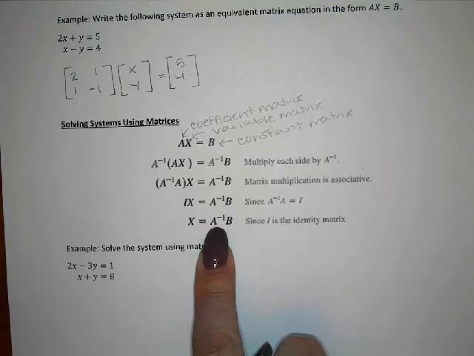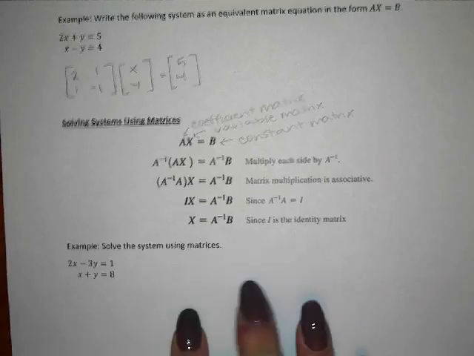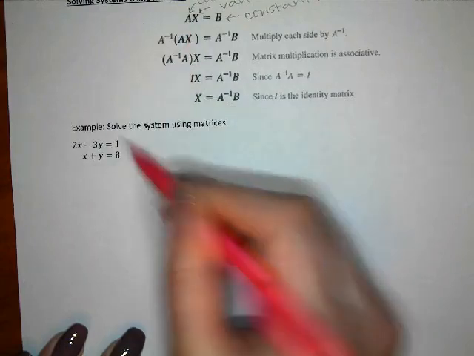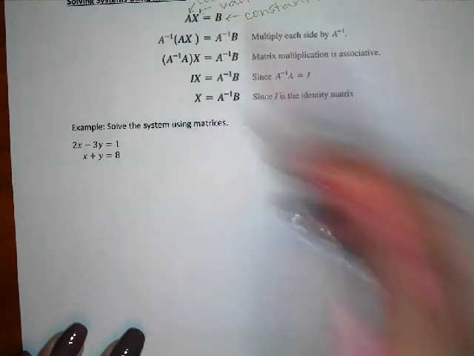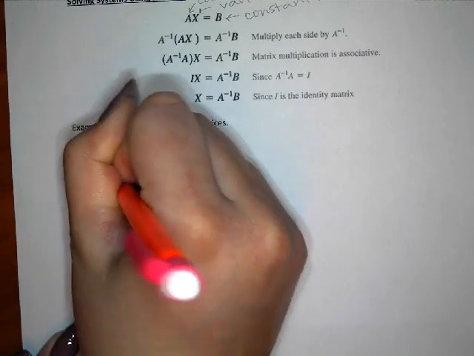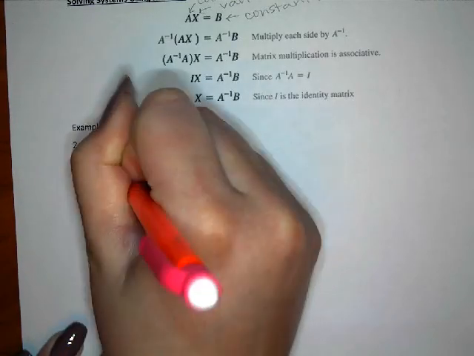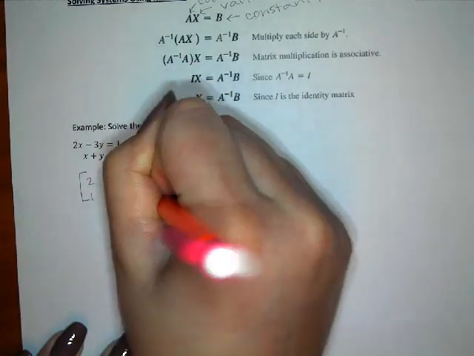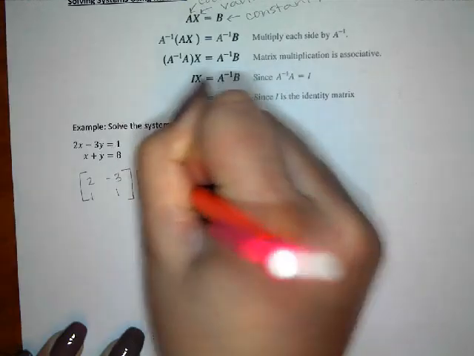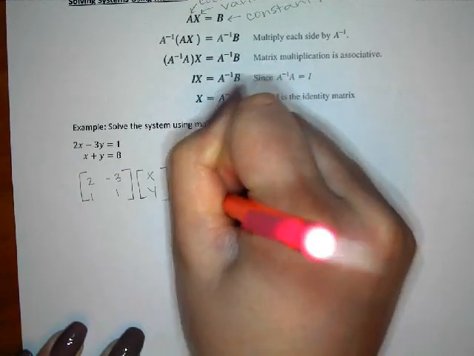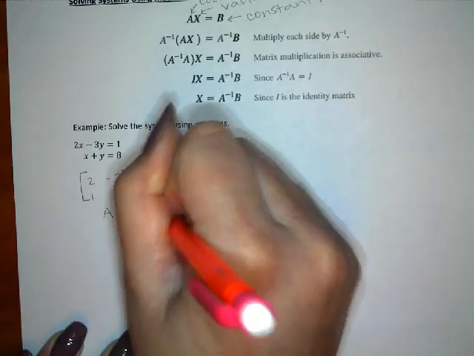All right, so let's go ahead and do this with a problem so that we can see how it works. So I'm going to start off by writing this system out as AX equals B. So 2, -3, 1, 1, X, Y, 1, 8. Okay, so here we have AX equals B.